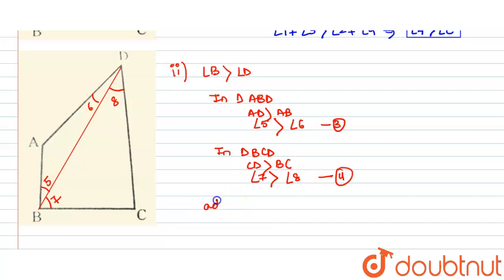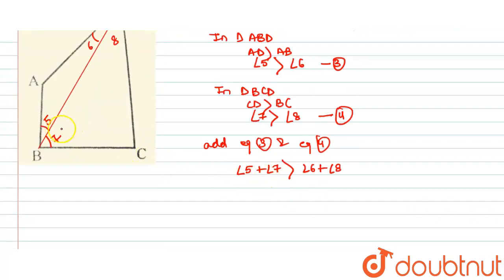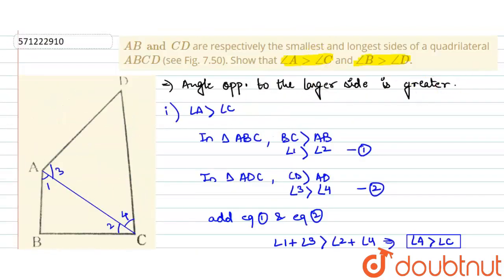Now again add equation 3 and equation 4. So what we get is angle 5 plus angle 7 is greater than angle 6 plus angle 8. Now angle 5 plus 7 is angle B, and angle 6 plus 8 is angle D. So angle B is greater than angle D. Hence we have proved the second part as well. So both the parts have been proved.